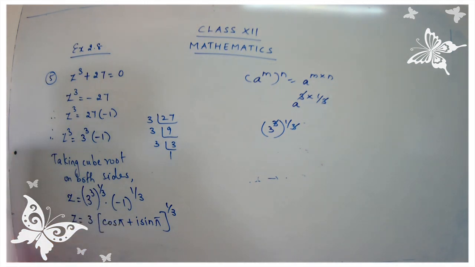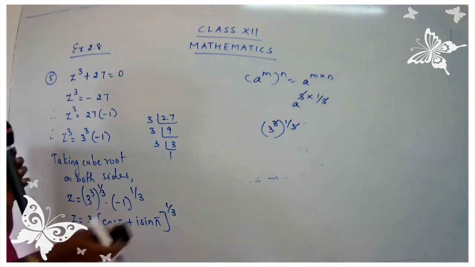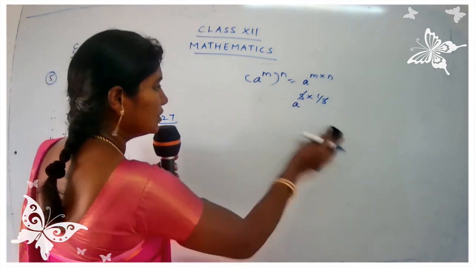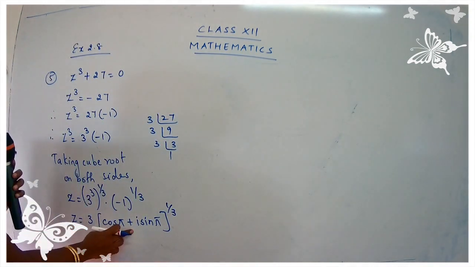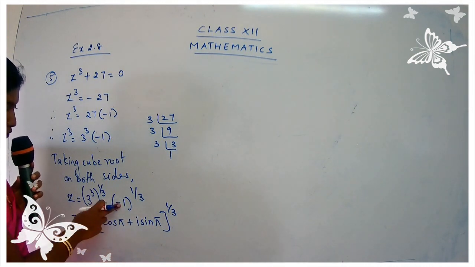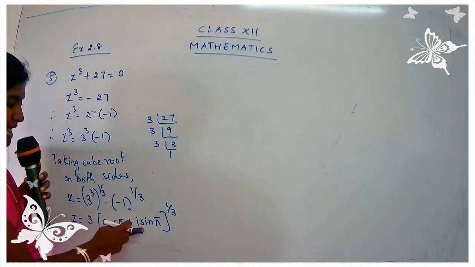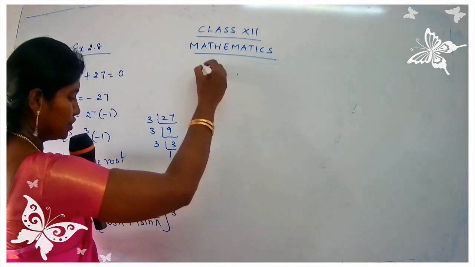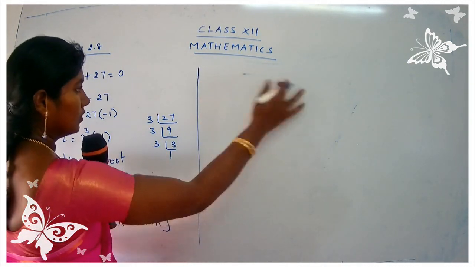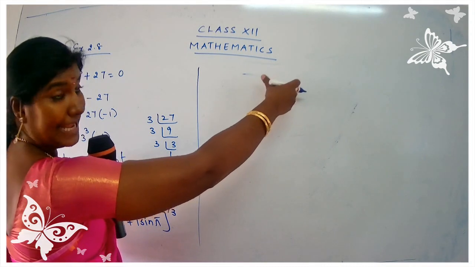Now you may have a confusion why we write minus 1 as cos pi plus i sin pi. Children, you have to work this out in your right corner, okay? You have written down the step over here. We are going to show why we are using cos pi plus i sin pi in place of minus 1. So just show the working in the right corner, okay?